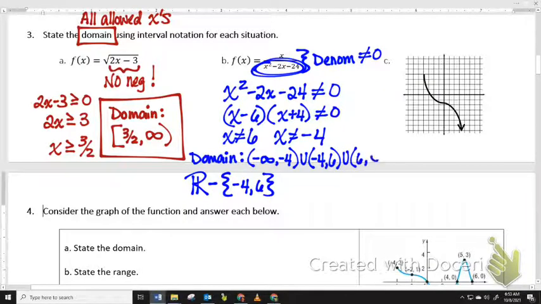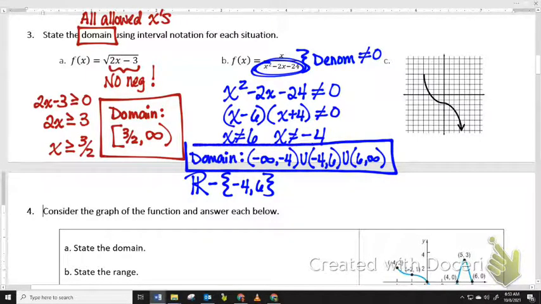Yes. And why do we use parentheses here instead of brackets? Can't be equal to. I can't touch it. Bracket means I'm allowed to touch it. Parenthesis means I'm not. That's how you need to write it. And because the directions here do say interval notation, we have to write it that way for these.